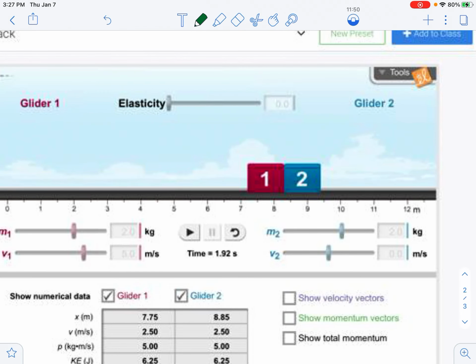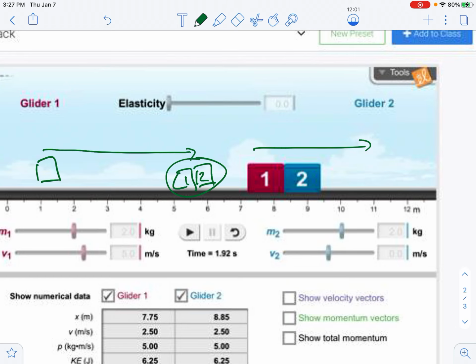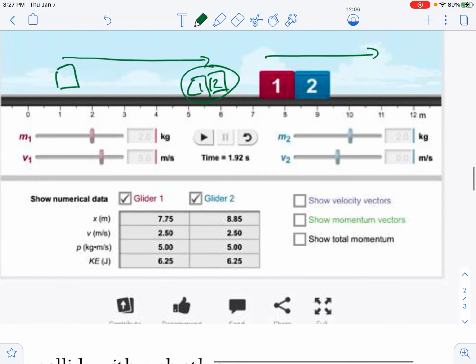So remember that glider 1 was over here, glider 2 was right here. This one slid forward, it hit this one, and now they are connected and they are sliding off together. Okay? If you take a look, we can see the mass. There's the mass, 2 kilograms. Here's this mass, 2 kilograms. Here's our velocity. What else? I think that's it. We don't care about the time this time.